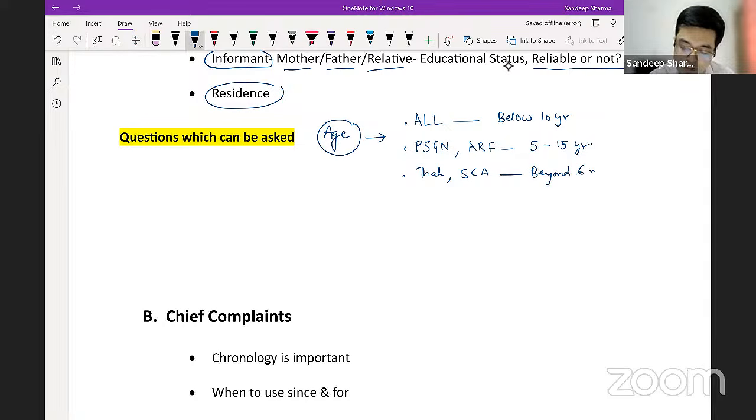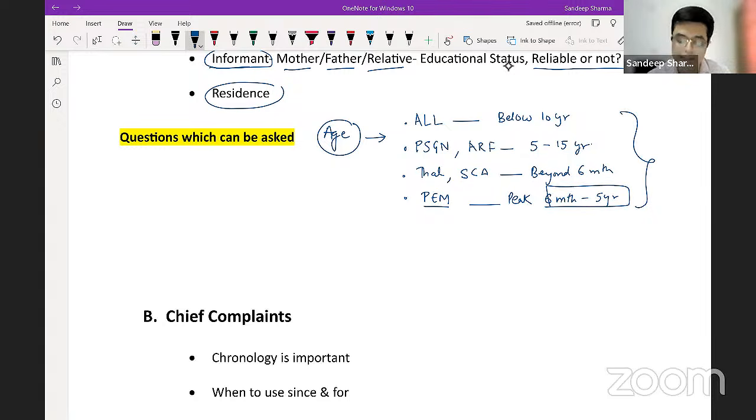So if it is a below 6-month child, you will not think of thalassemia and sickle cell anemia being the causative agent for the anemia in the patient. And in case it is severe protein energy malnutrition, the peak age for protein energy malnutrition is between 6 months to 5 years of age. These are the 4 examples of why age is important in the child and what are the relevant points.